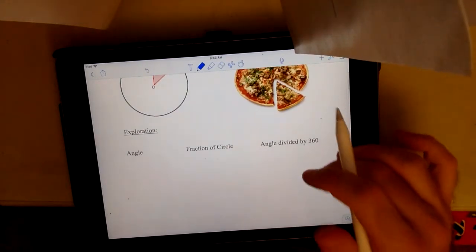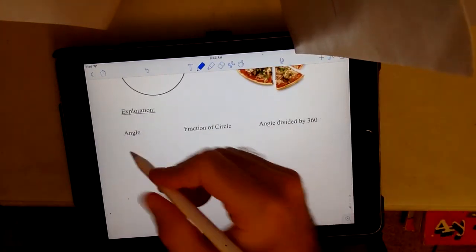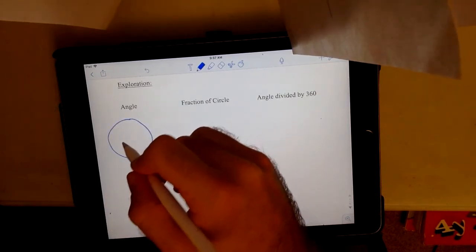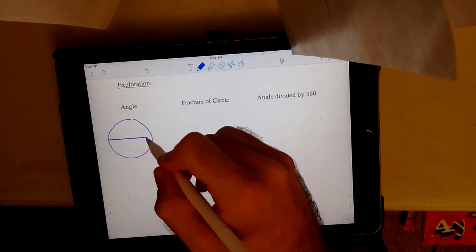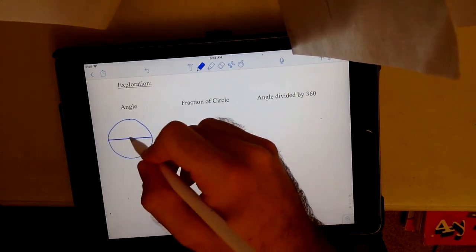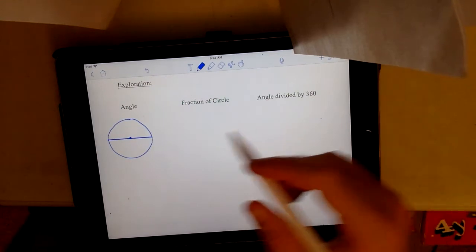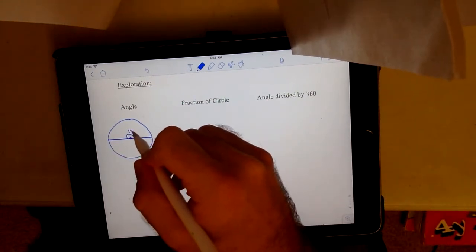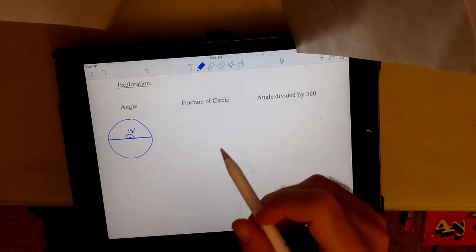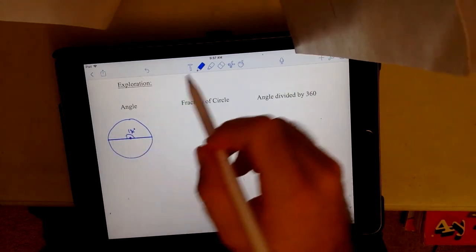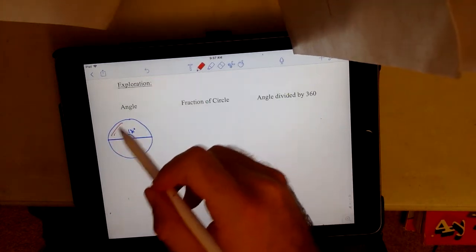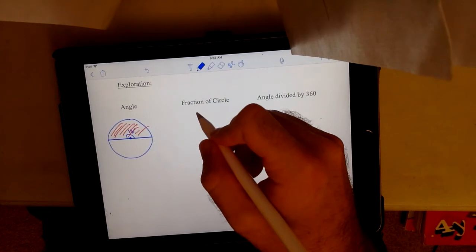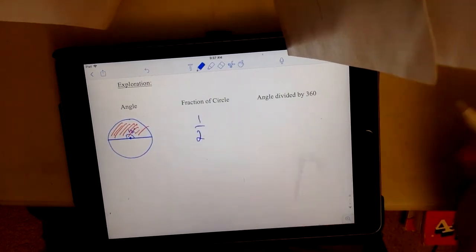To start, we're going to do a little exploration. So here's what we're going to draw. We have three columns here. We're going to draw a circle in this column, and let's draw a straight line through the radius. So the angle for this straight line is 180 degrees. What fraction of the circle does this cut off? Well, half, right? So this is 1/2 the circle.